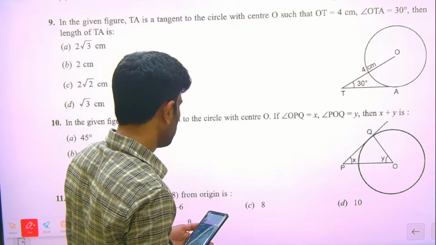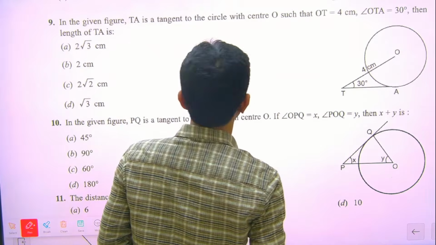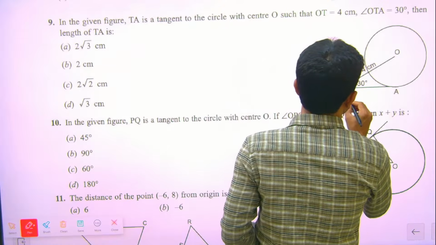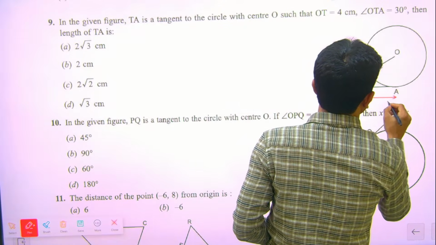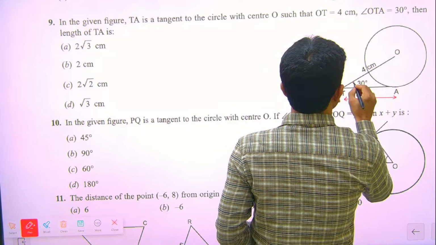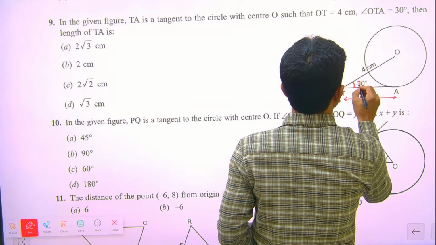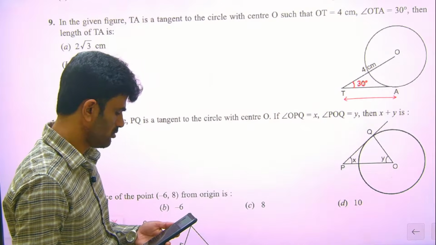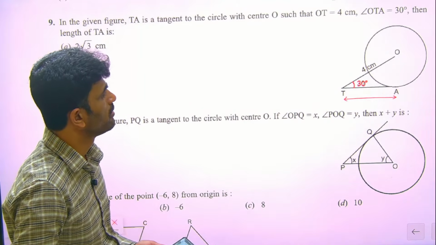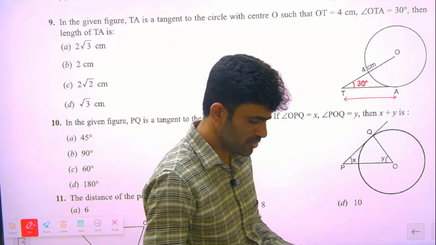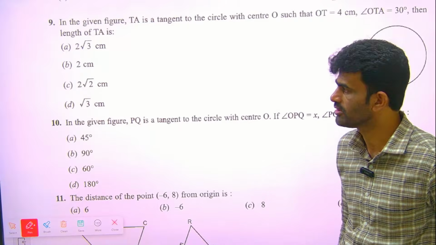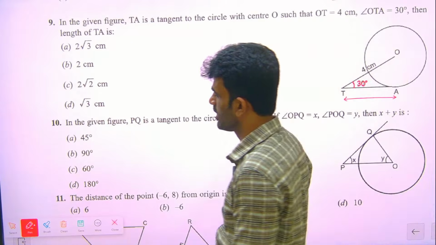So now here they are asking to find the length of AT. We want this value. AT is given, and here the angle 30 degrees is also given. We have to find out the length of AT. Can you try? Once you try, then later I will explain it at the end. Let's try this.